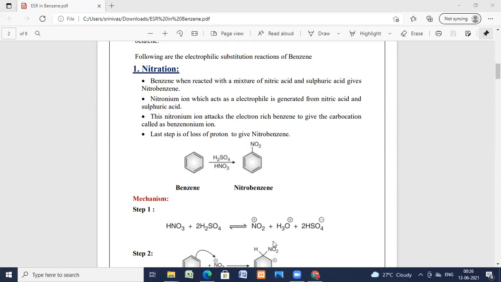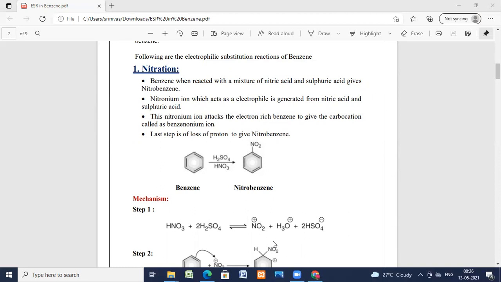and sulfonation. All these mechanisms follow in a general way, that is, the first step is electrophile formation, the second step is carbocation formation, and the fourth step is the carbocation is stabilized by the resonance structures. And the fifth step is the final product formation.